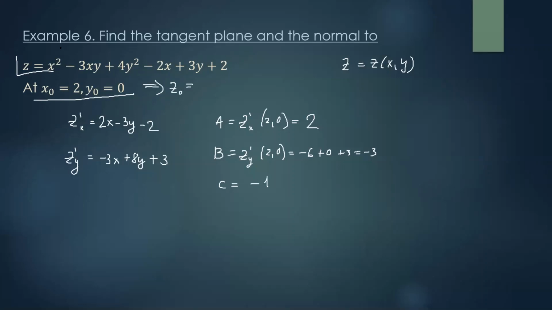So we have 4 minus, as soon as we multiply by y, it is 0. Minus 2 times 2 will be 4. This is 0, and this is 2. So it's 4 minus 4 plus 2 is 2. So we find the third variable value, the third coordinate of the point on the surface, the function value.